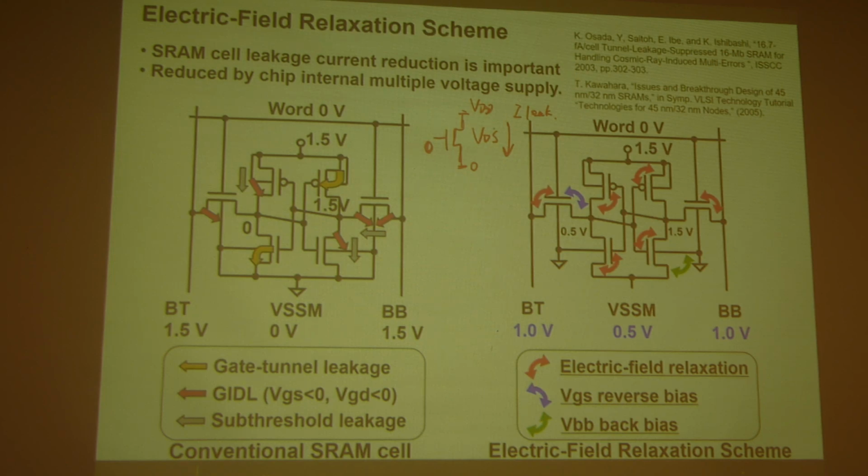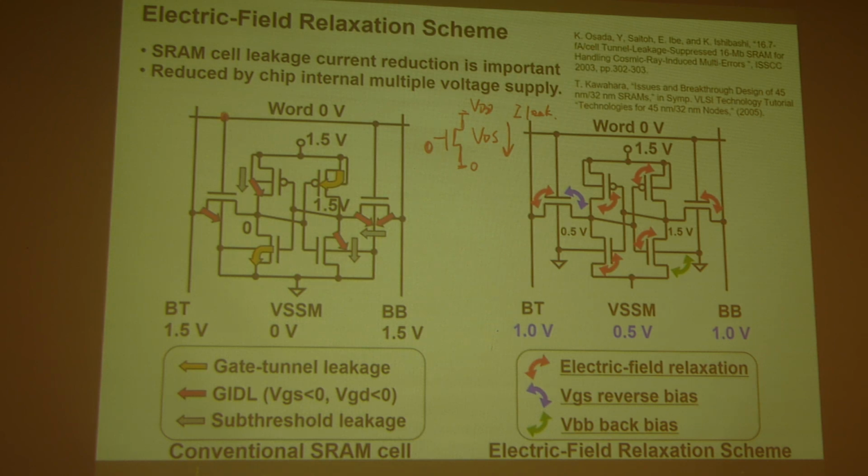So here, one idea is to minimize the VDS during the standby or hold mode of the SRAM, when you don't do the read or write operation and you just hold the data. You want to reduce the bias difference between the drain and source of those transistors. So let's look at the conventional design. This is the conventional design in the hold mode, when we turn off the word line, it is zero, right?